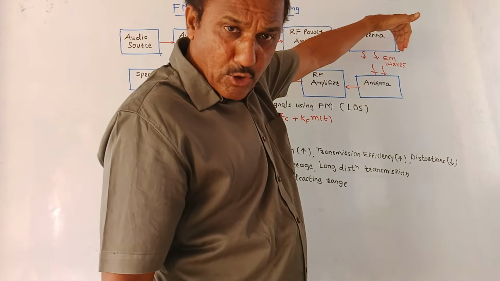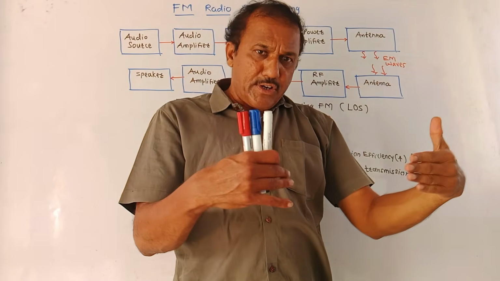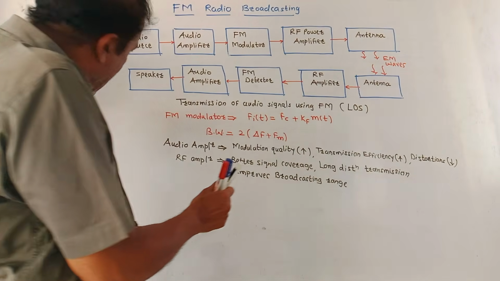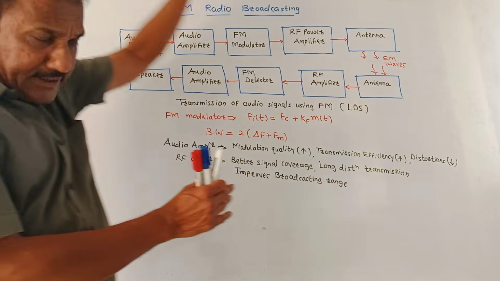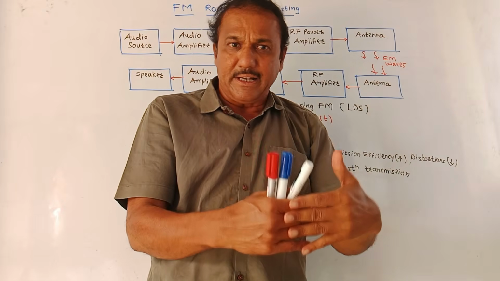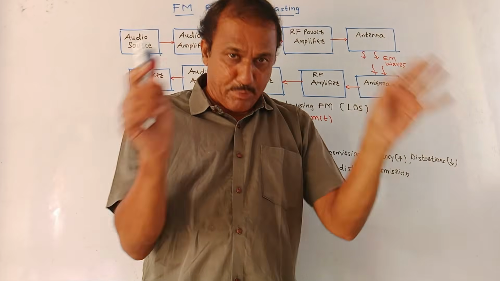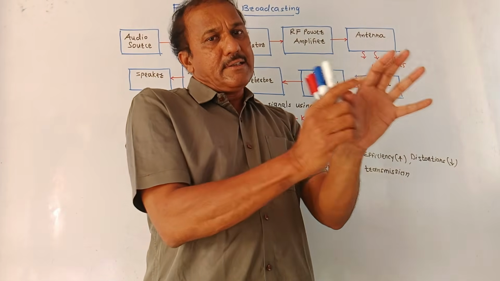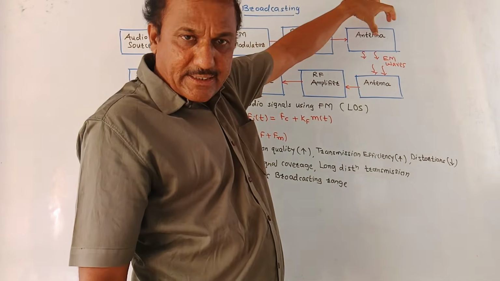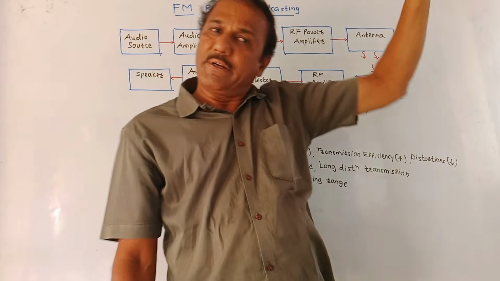Next block, the last block of this transmitter side, is the antenna. We know that the major function of the antenna in this case is to accept the incoming electric signal. The incoming original signal is an audio signal. It is converted into an electrical signal. Then it is applied to the antenna. The function of the antenna is to accept the electrical signal and convert it into EM, that is electromagnetic waves, because we need to transmit this signal through the free space. So these EM waves are transmitted by this transmitting antenna.